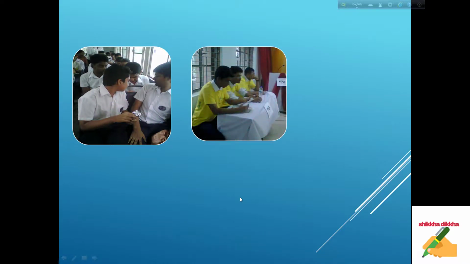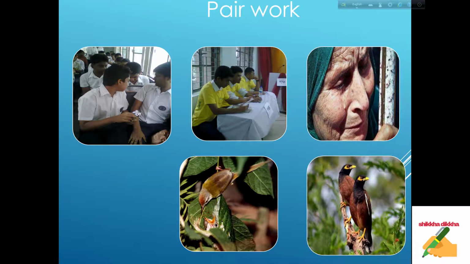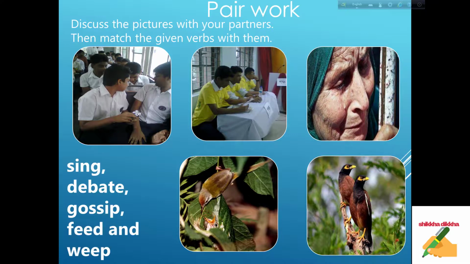Look at the following pictures. What emotion goes there? Now, try to do pair work of the following by using the pictures. Discuss the pictures with your partners, then match the given verbs with them: sing, debate, gossip, fit, and with.